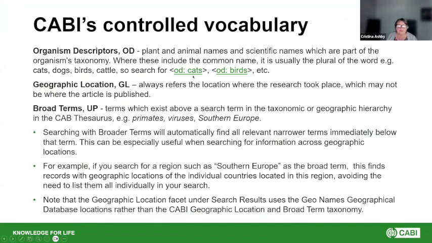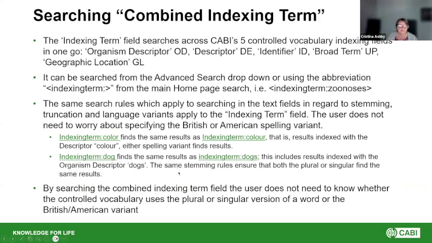So organism descriptors are usually plurals, cats, birds, etc. The geographic location, GL, always refers to the location where the research took place, which very often is not where the article is published, but it's where the research is about. The broad term is a term which exists above the taxonomic term in the hierarchy. So the best example is something like Southern Europe, or Europe. So by searching for Southern Europe, you will find all the records about all the individual countries in that area. And you can look these terms up in our thesaurus, which I'll also show you in a minute.